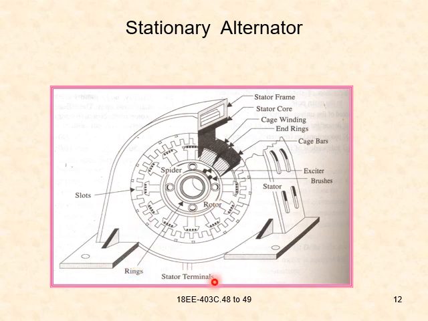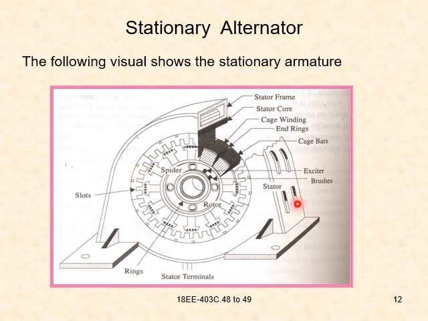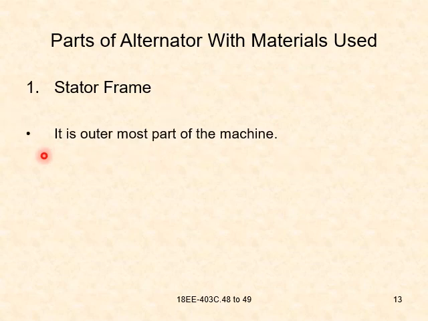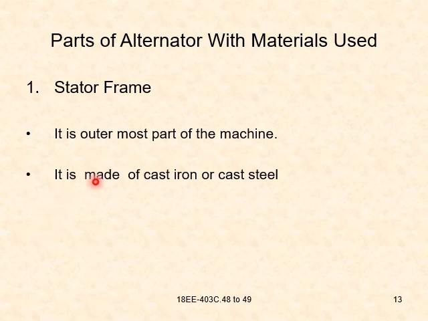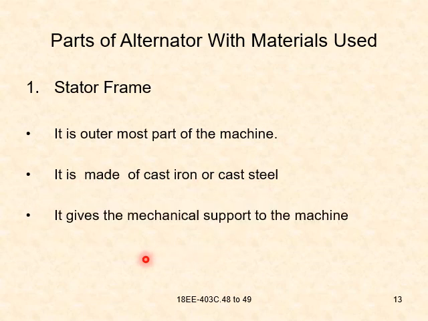So moving on to the next slide. So this is the visual of the stationary armature. Parts of alternator with materials used. Stator frame. It is the outermost part of the machine, which is used to give huge mechanical strength to the stator, and it is made of cast iron or cast steel, and it gives mechanical support to the machine.